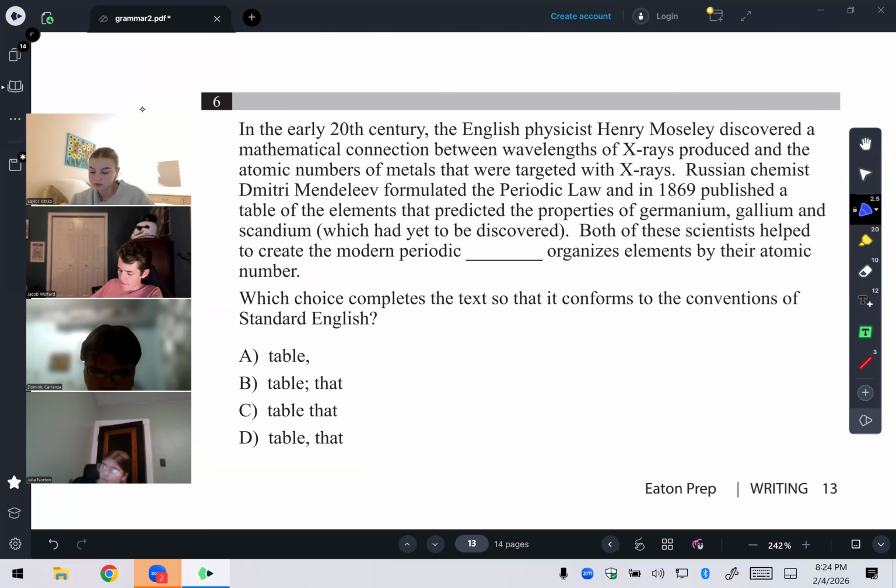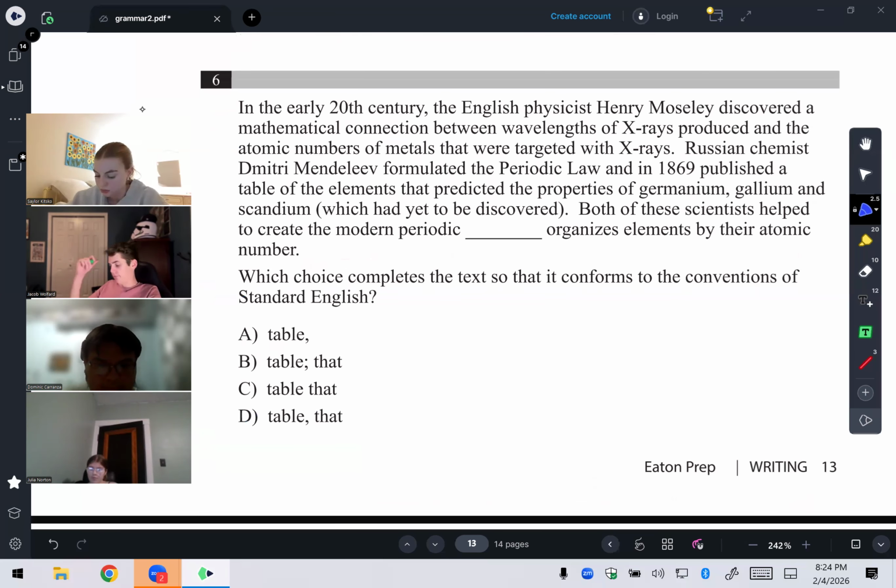Number 6. Immediately, I see commas in front of the relative pronoun that, and I'm skeptical. All right, I'm going to read the passage. In the early 20th century, the English physicist Henry Moseley discovered a mathematical connection between wavelengths of X-rays produced and the atomic numbers of metals that were targeted with X-rays.